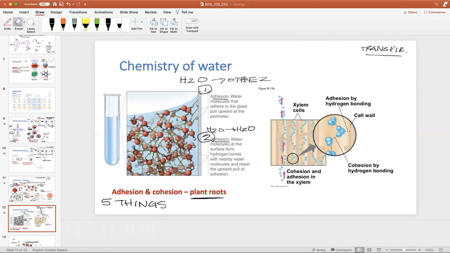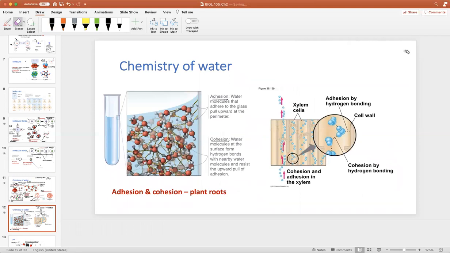Okay, so two other features that I want you to think about, the interesting attributes of water that result from its polarity. We talked about three things on the last slide. Let's talk about two more, adhesion and cohesion. What is adhesion? Adhesion is the ability of water molecules to magnetically stick to other molecules.